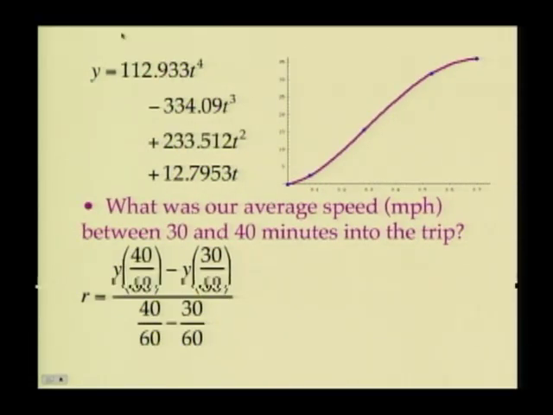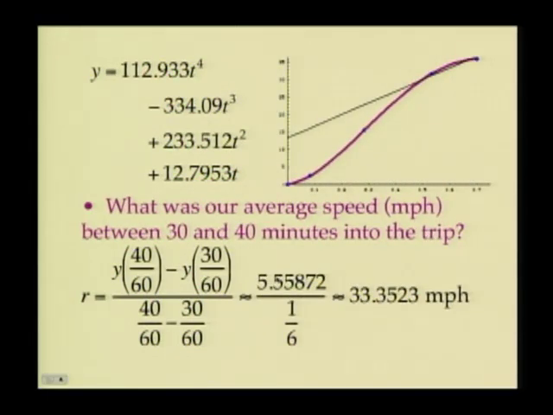And what I would suggest you do, actually, if you have a graphing calculator, is just get that in your graphing calculator and then use that to evaluate the function values. That's tedious, raising those things to powers. And it works out to be 33 and about 1/3 miles per hour.